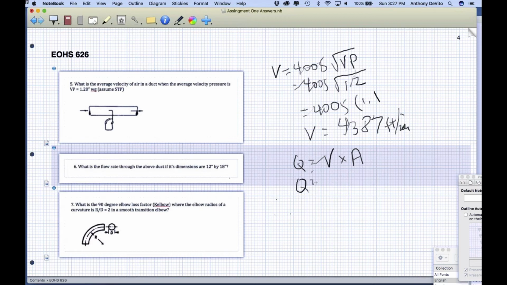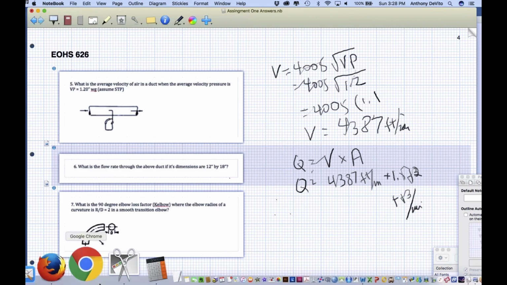Okay, so Q is going to be equal to the velocity, which is 4387 feet per minute, times the cross-sectional area. Well, it's 12 inches by 18 inches. In other words, 1 foot by 1.5 feet. Since it's rectangular, that would be the height by the width. So 1 times 1.5 is 1.5 square feet. Okay, so check our units here. Our answer is going to wind up being feet cubed per minute, which is what we want for volume. So let's go ahead and calculate that.